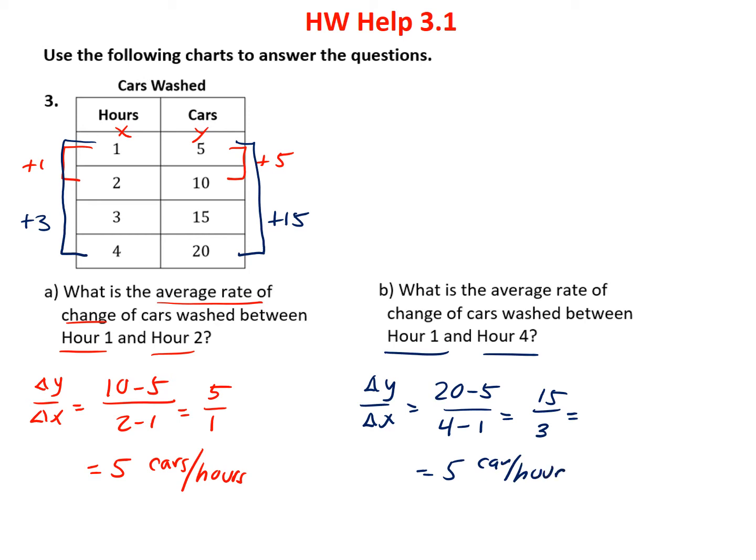In this case, the fact that they're the same means a couple things to us. From last unit, it means it's a linear relationship. It also means that they're basically working at the same rate. They're washing the same number of cars per hour in 4 hours as they were when they started in the first couple of hours. So they're being very consistent.